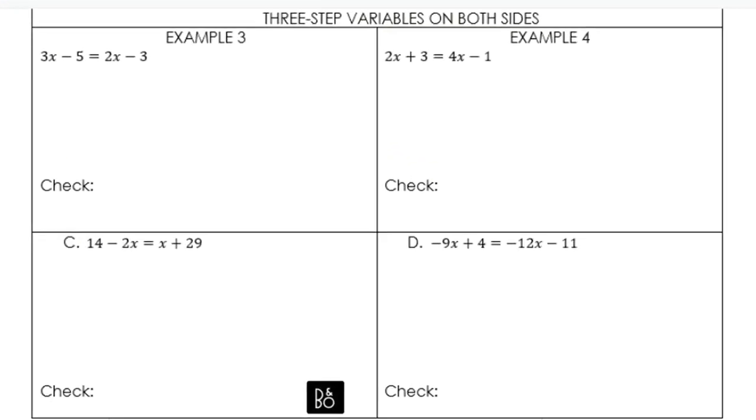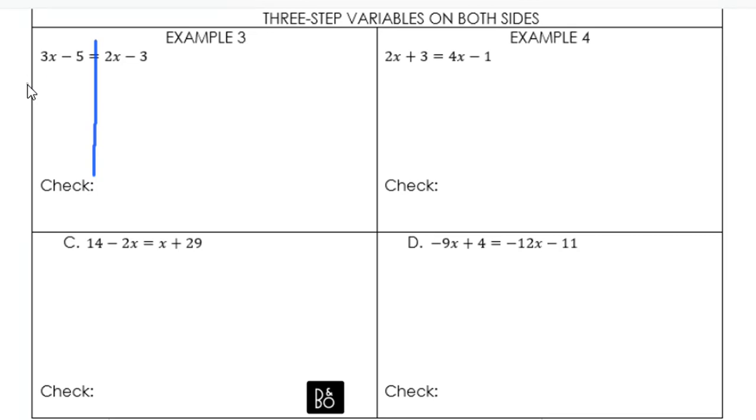Now we're going to solve three-step equations that have variables on both sides. So begin always by drawing the wall. And we start at the top of our foldable. Do we have any grouping symbols? No, we don't have any parentheses, brackets, braces, nor fraction bars.